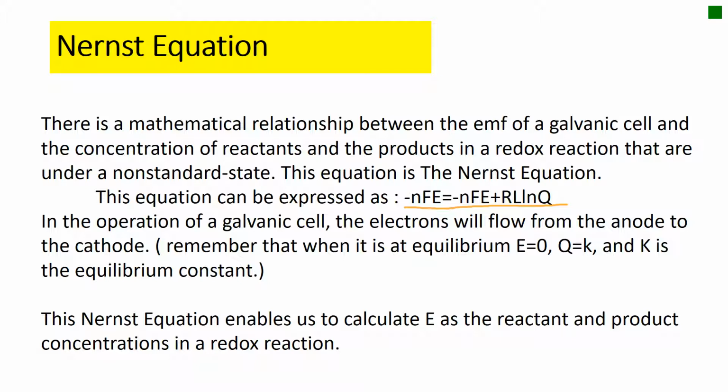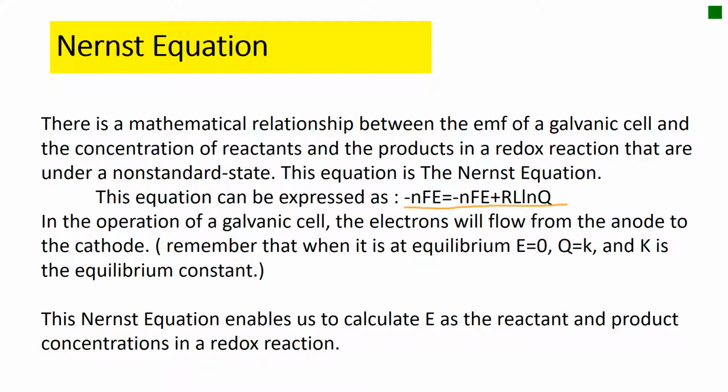So, not that hard. It's kind of complicated, but still, it's manageable. In the operation of the galvanic cell, the electrons will flow from the anode to the cathode. That's a very important part of this equation to understand: where the electrons are flowing from, what side to what side, in one direction, okay?